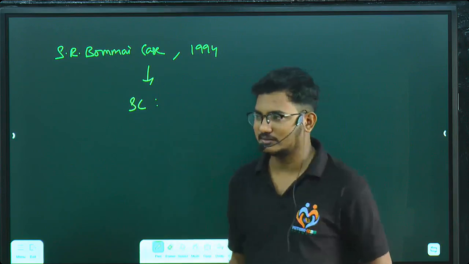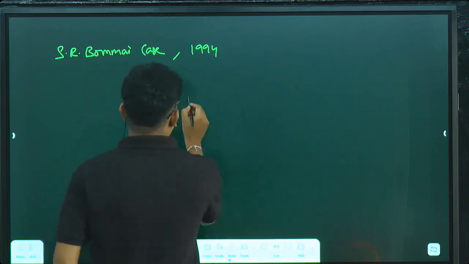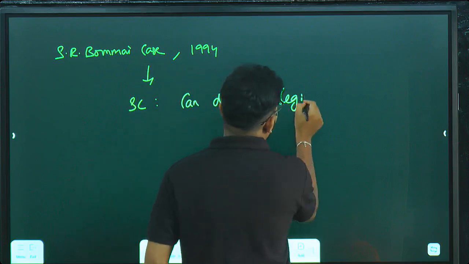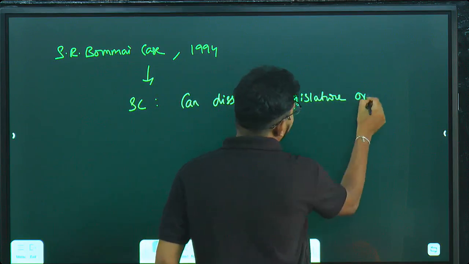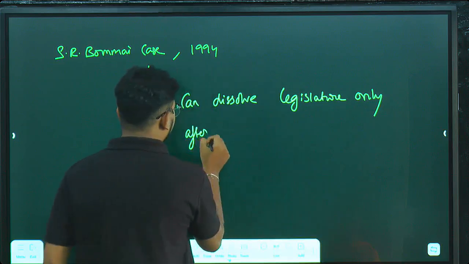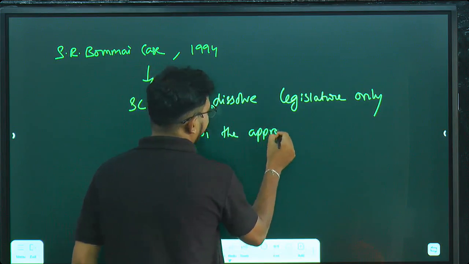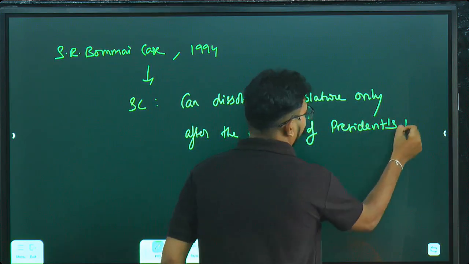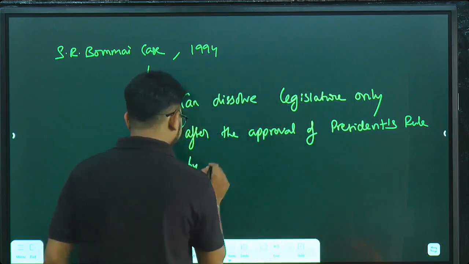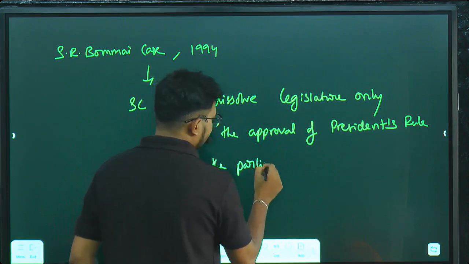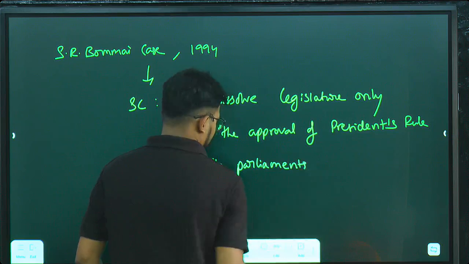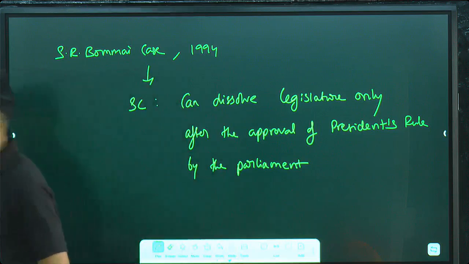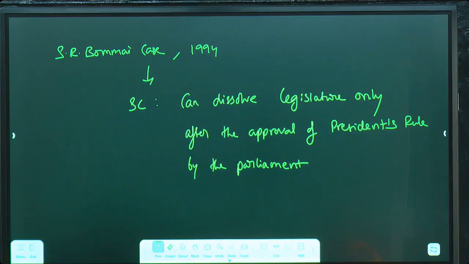Okay, you need to connect the matrices. The Supreme Court said you can dissolve the legislature only after the approval of the president's rule by the Parliament.